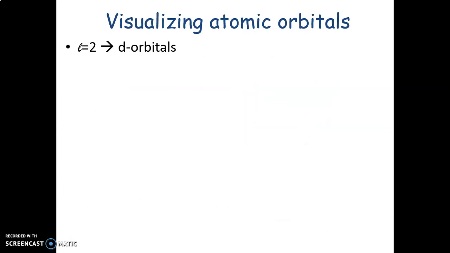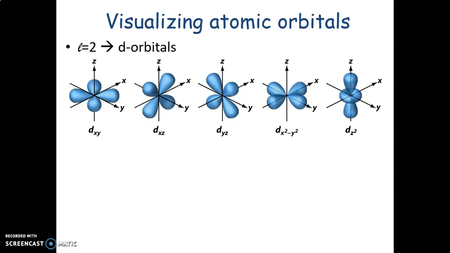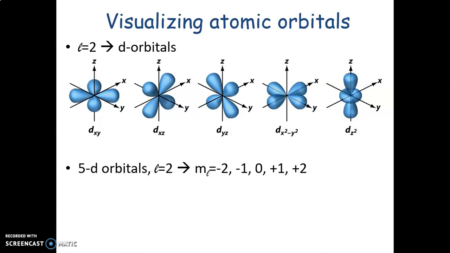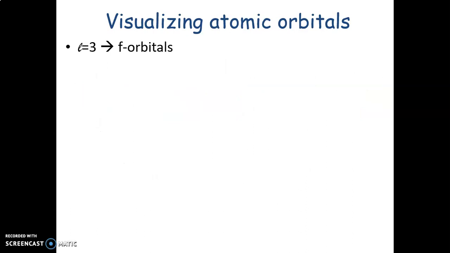L equals 2. Now, we haven't seen these before. I'm going to go through them really quick. D orbitals are different, right? They have more complicated shapes. Okay, we're not going to go into any more. I just wanted to give you a chance to look at them once. There are 5 of them associated with the 5 possible values of the m sub L quantum number, and just with anything else, as n goes up, the d orbitals get bigger.